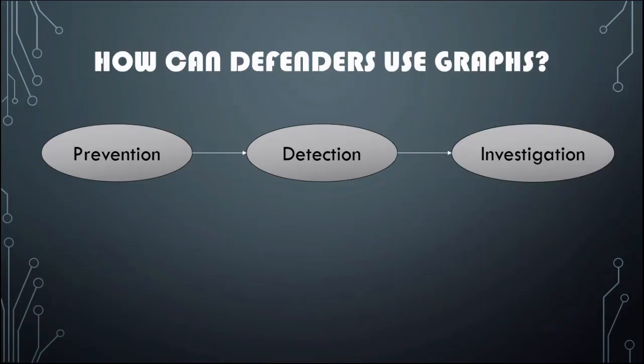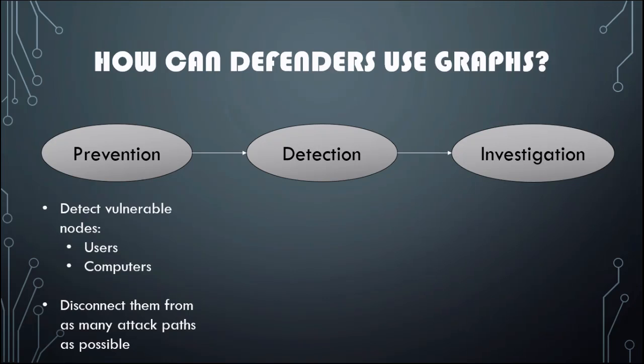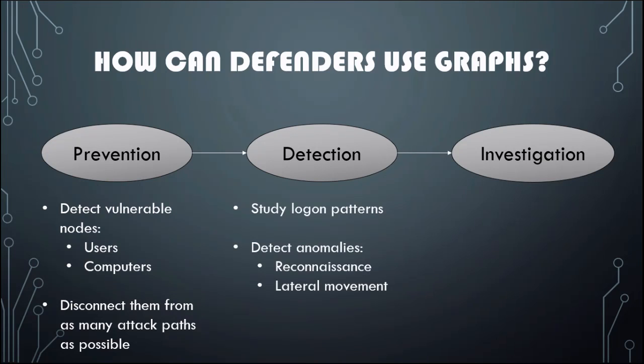So how can we use graphs? Well, first of all, we'll see how we can use them to prevent attacks. We'll see how we can reduce the attack surface, how we can detect the most vulnerable nodes that we have in our environment, which can be either users or computers, and then we'll see how we can disconnect them from the attack path. Next, we'll see how we can use them for attack detection. We'll see how to study login patterns of users and detect anomalies which might indicate reconnaissance or lateral movement activities.